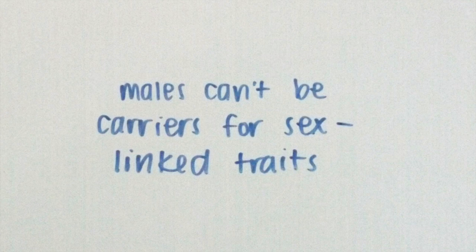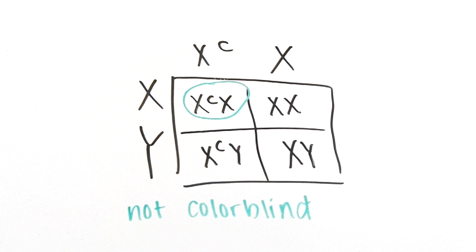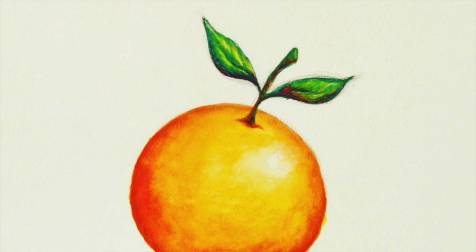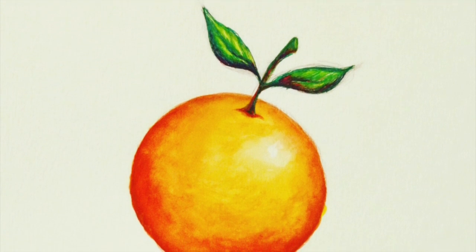Now you can see that males can't be carriers for sex-linked traits. If he has an affected allele, he will express it no matter what. Of course, if the trait was dominant, then any girls who are carriers will express the trait too. But in this case, since colorblindness is recessive, the girl carrier will not be colorblind. Okay, that's all I have for you on linked genes.